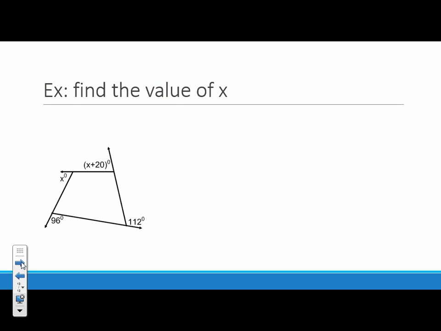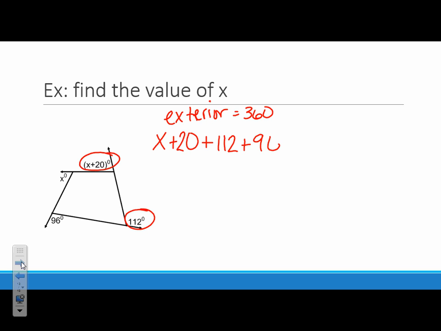So let's take a look here at an exterior angle problem. This is a four-sided shape, but see how those little arrows extending show exterior angles. We must remember that the exterior angles always add up to make 360 degrees. So the exterior equals 360 no matter what. So what I would do is I would take these and add them and set them equal to 360. So x plus 20 is my first angle here, plus 112 here, plus 96 here, and then plus the other x have to add together to make 360 degrees.